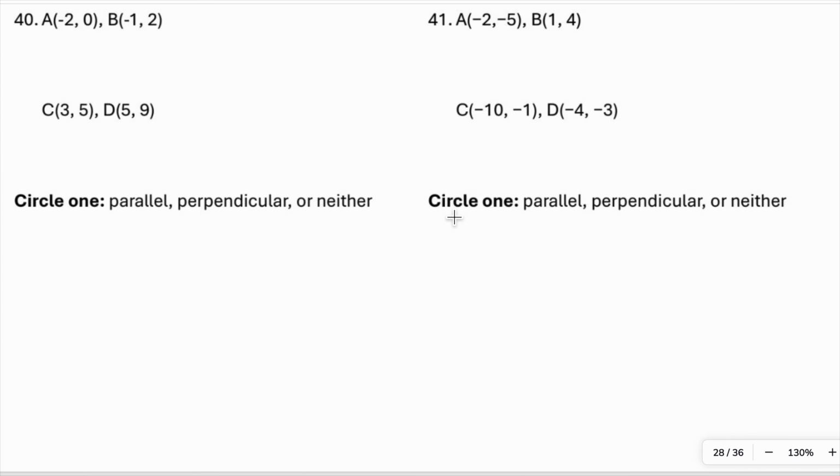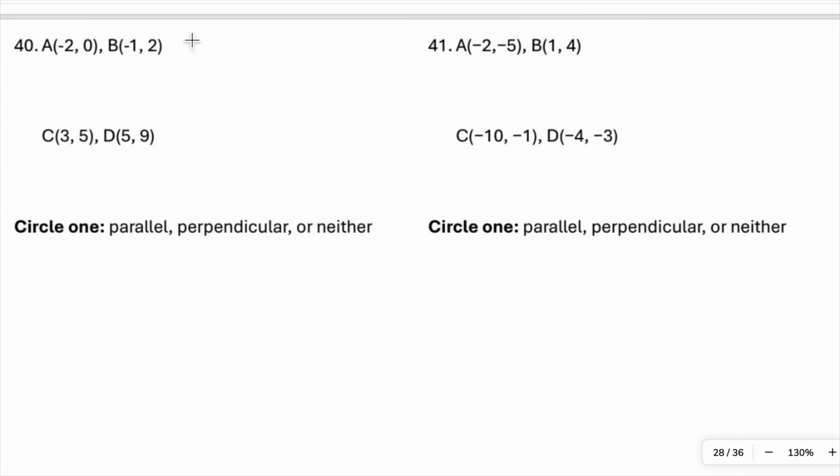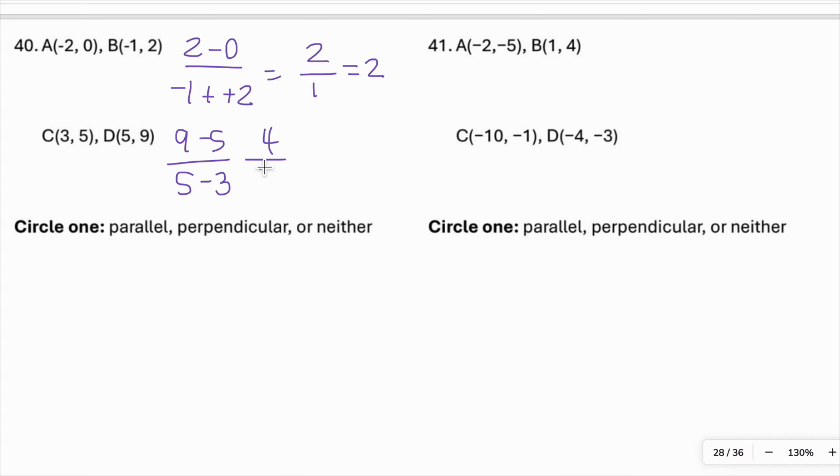And then same thing for 40 and 41. I'm going to say 2 minus 0 for my y's and -1 minus -2 for my x's. 2 over -1 plus 2 is 1, so I'm going to get 2. And then for C to D, 9 minus 5 over 5 minus 3, 4 over 2 equals 2. So these are going to be parallel for number 40.